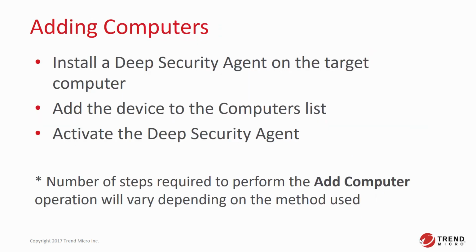Adding computers to the computer list involves the following steps: installing the Deep Security agent on the target computer, adding that particular device to the computer list, and then activating the Deep Security agent, which will create a connection with the Deep Security Manager to receive the policies and protection settings.